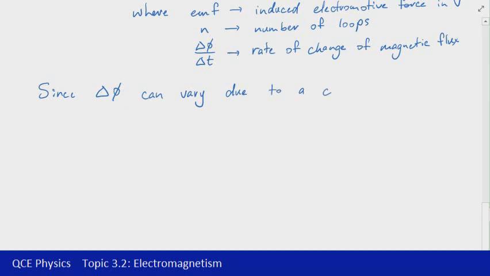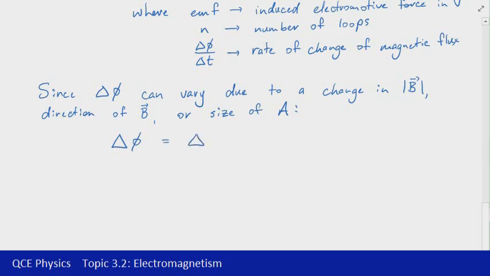So that change could be due to a change in the magnitude of the magnetic flux density, so I'll represent that as the magnitude of B. It could also be affected by the direction of the magnetic field, or it could be affected by the size of the area. So that means that we can express delta phi as being equal to the change in the equation for phi being B A cos theta. So we can have a change in any of those quantities and even a change in the direction of B.